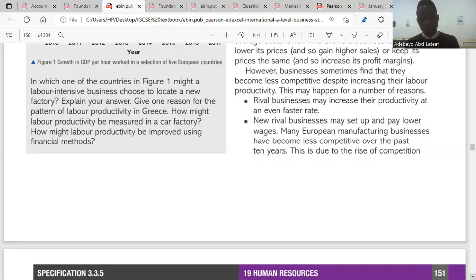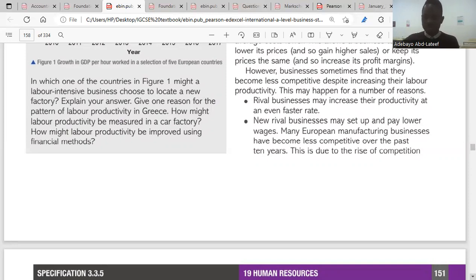Two, new rival businesses will set up and pay lower wages. So new businesses might set up at the same time and pay less wages. If they are able to pay less wages, it means they can put so much effort in providing resources because they will have less cost. Then they can charge a lower price, making them have more sales than you as a business. So you might not be so competitive if new businesses set up and at the same time they are able to convince their employees to accept a lower pay, which means they will have a reduced cost, and at the same time, they'll be able to sell more than you.